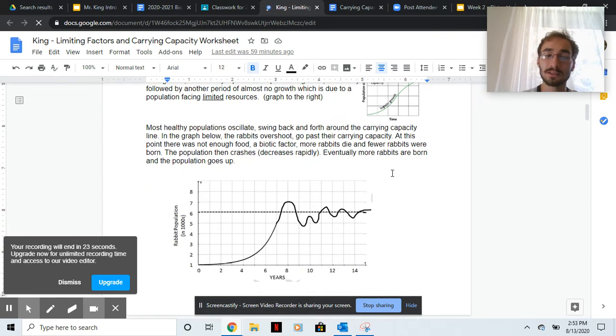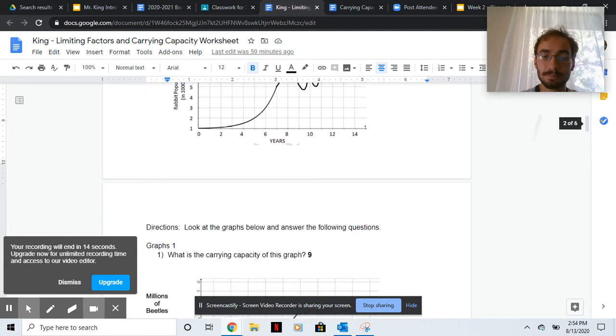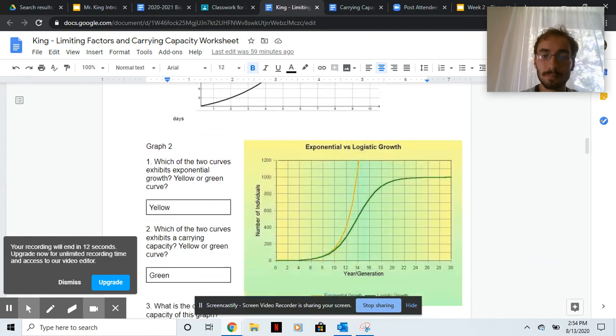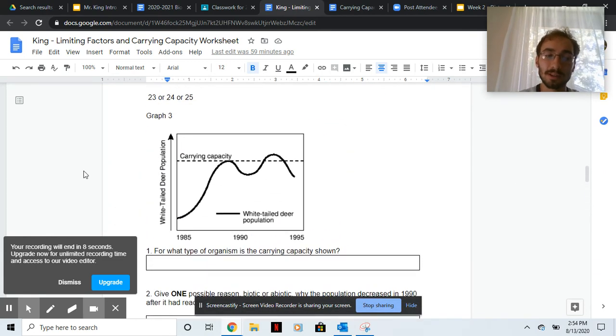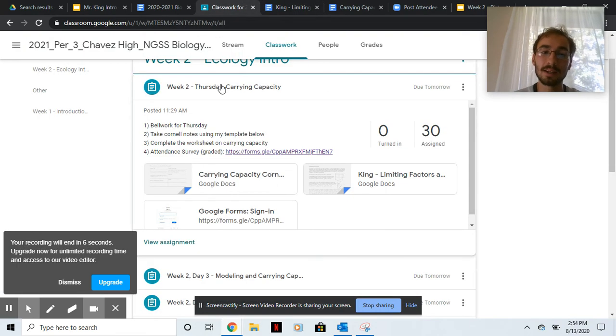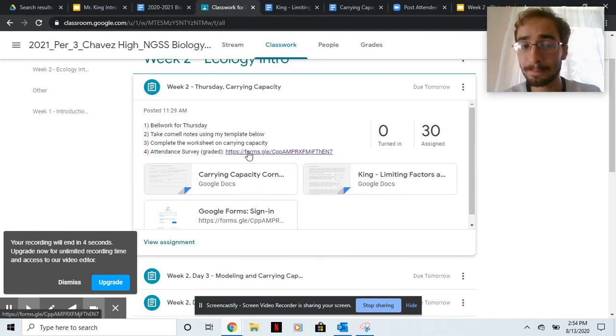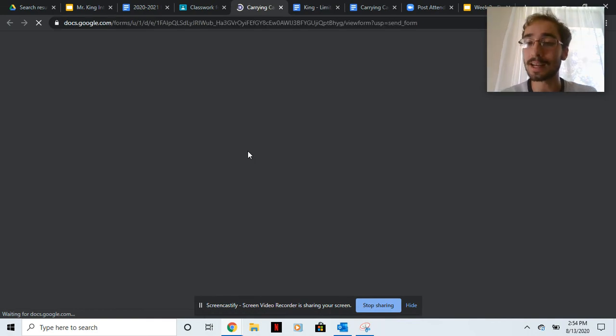And here's an important thing: if you see a bunch of these peaks and valleys, the carrying capacity is in between. Okay? Once you finish, stop at this point. Stop on graph 3. And then at the end of the day, take the attendance survey. The survey looks like this. That's the last thing you have to do.